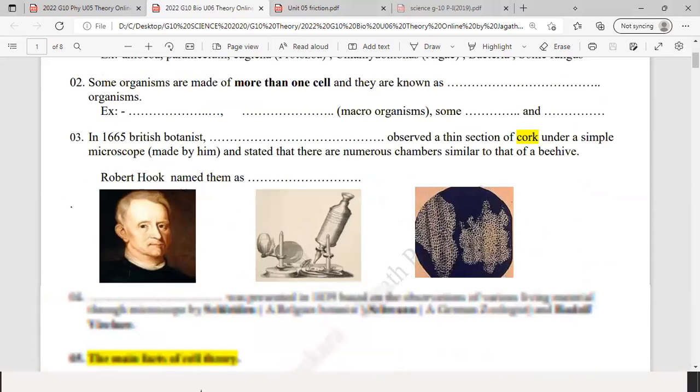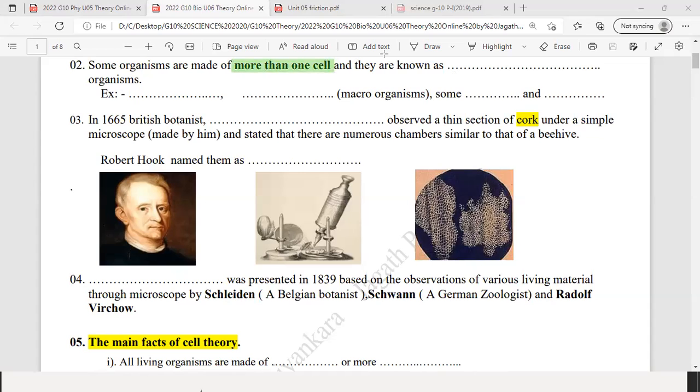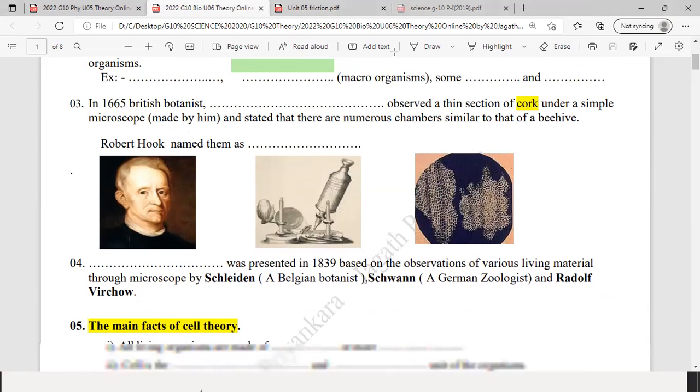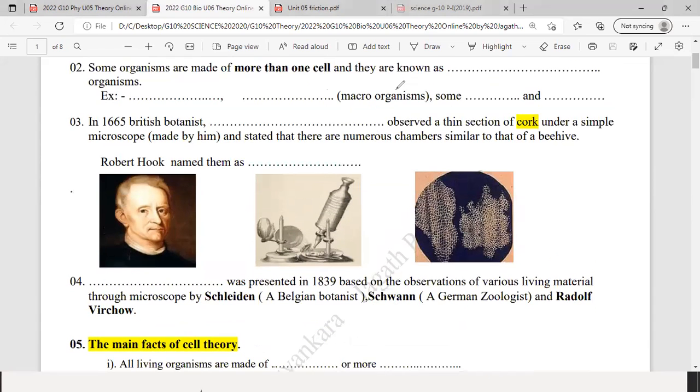Then the opposite of this, more than one cell, we call them what? Underline the words more than one cell or highlight. Only one cell, unicellular. More than one cell, they are known as multicellular organisms. So some of the multicellular organisms, microorganisms, some of them are macroorganisms. It depends on the situation, but they will not ask up to that level in the whole paper. More than one cell, they are known as multicellular organisms.